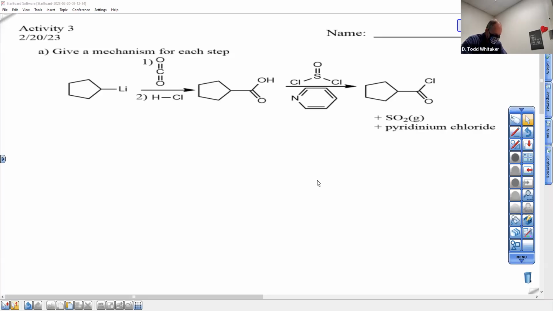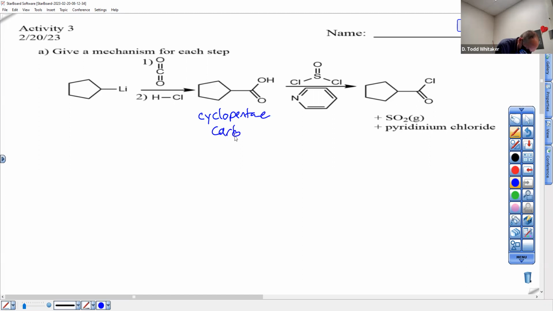Welcome back, ladies and gentlemen, continuing our exploration of carboxylic acid. Here we have a new reaction to make carboxylic acid. There's cyclopentane carboxylic acid right there. Carboxylic acid. There's an N there.